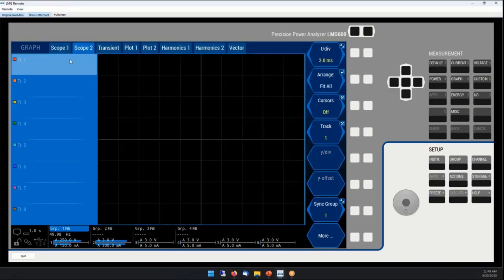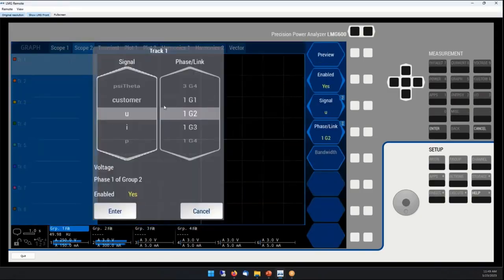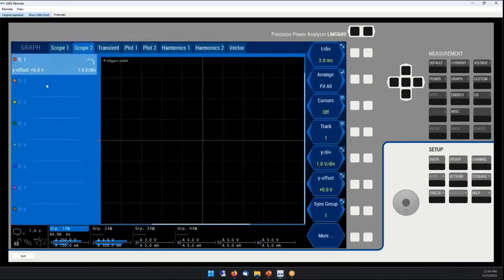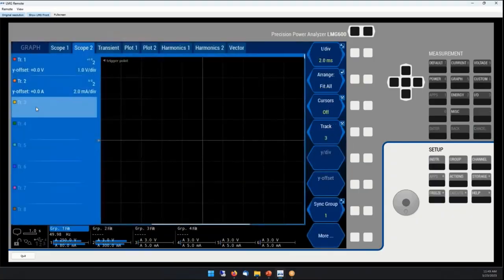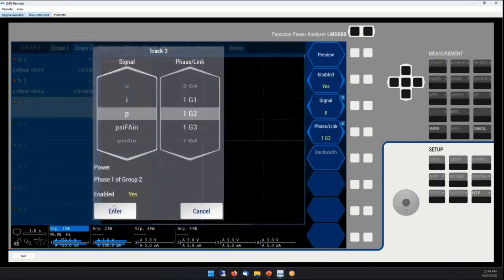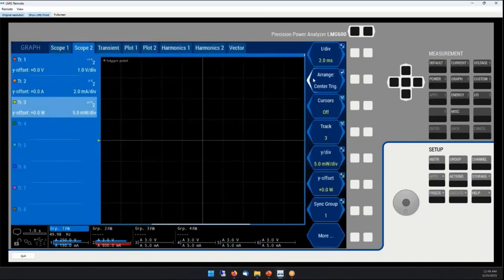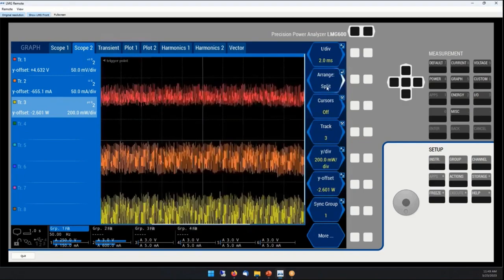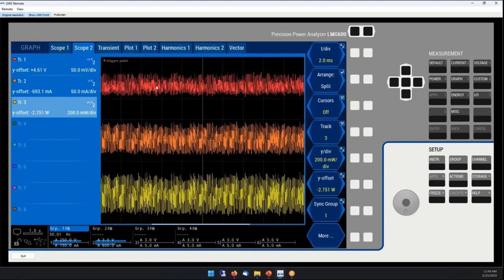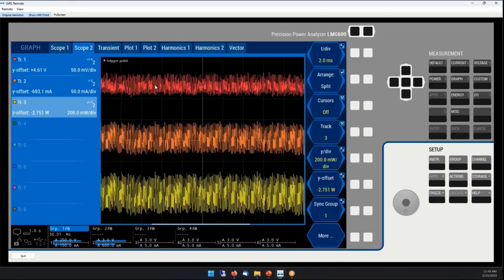Let's also take a look at the signals on the DC side. I am now placing the voltage of group 2 and current and the power of group 2. Again, let's create a split overview. Okay. Yeah, we have pretty stable signals with expected ripple.